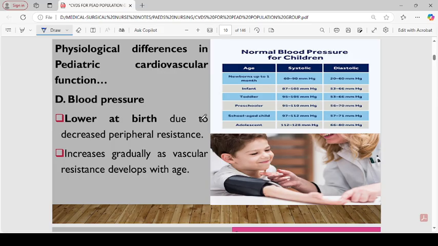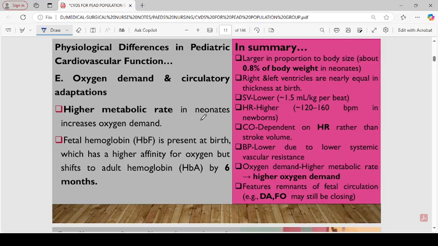Blood pressure is lower at birth due to decreased peripheral resistance and increases gradually as the vascular resistance develops with age. For the oxygen demand and circulatory adaptation, this population normally presents with a higher metabolic rate, right? And this normally increases oxygen demand. So they have fetal hemoglobin, which will be present at birth, and this one has a higher affinity for oxygen, but it will shift to adult hemoglobin at about 6 months, right?